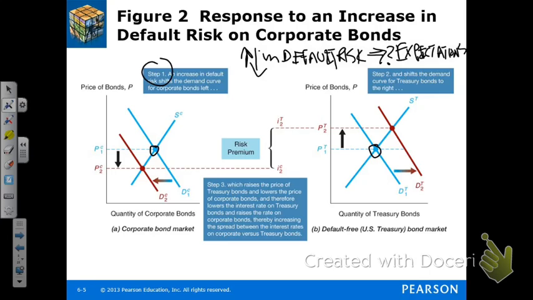So if that is true, and there is an increase in the default risk of our corporate bond, meaning that people are expecting that this bond is going to default, our demand for that bond is going to go down, which is indicated by a leftward shift of the demand for the corporate bonds. So that's the first piece of the puzzle. There is an increase in the default risk that reduces the demand for the more risky asset. In this case, it's a corporate bond.